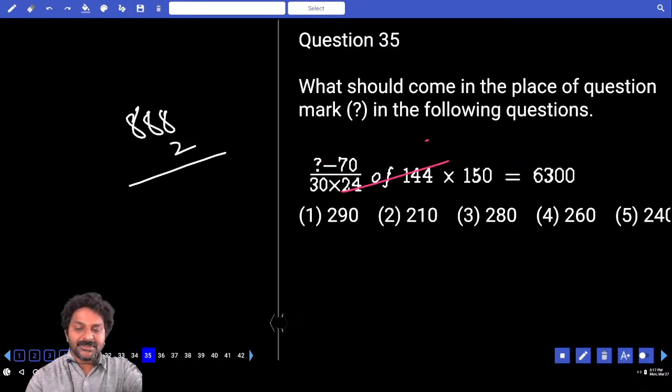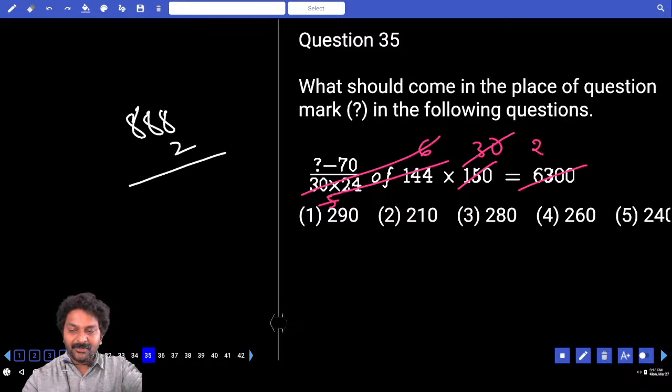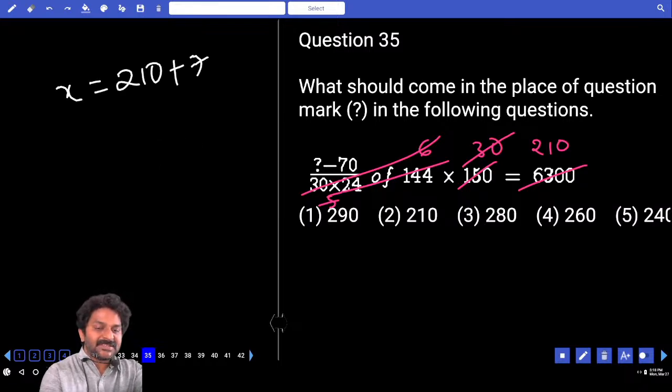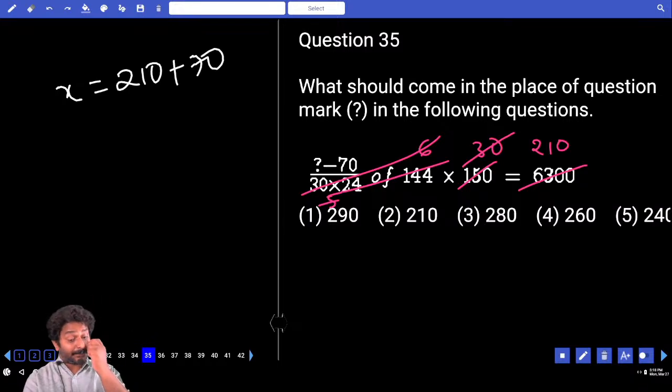24 how many times? 6 times. 6 how many times? 5 times. 5 how many times? Come on. 30 times. 30 how many times? 0, 0 gets cancelled, which is equal to 210. So that means x minus 70 is equal to 210. X is equal to 210 plus 70, 280.